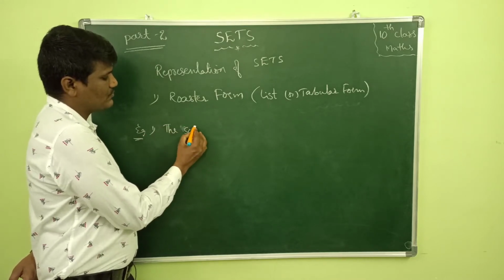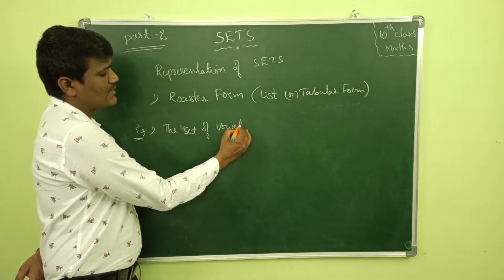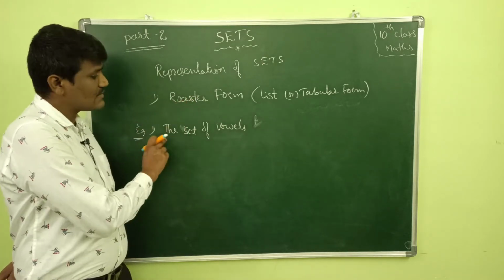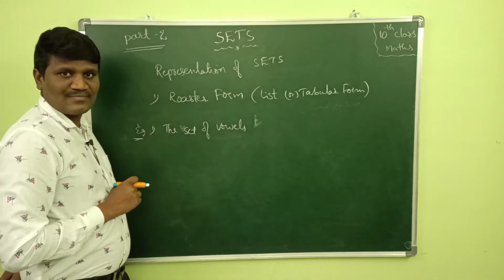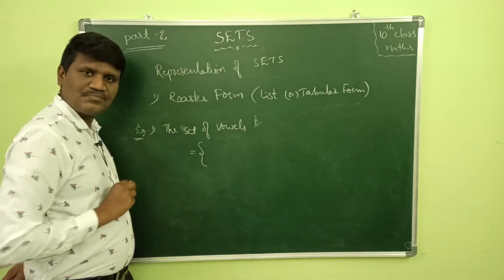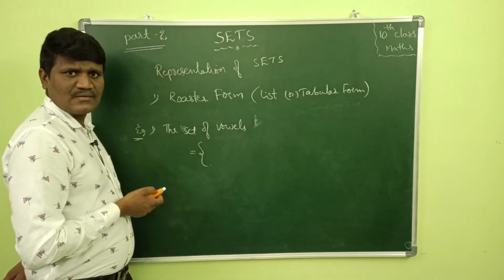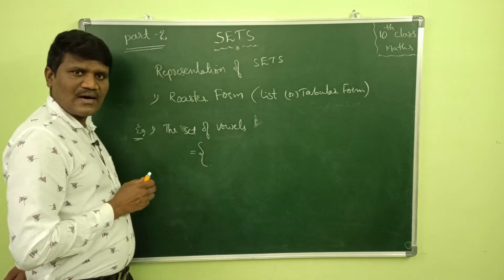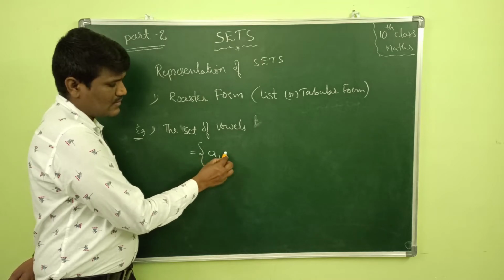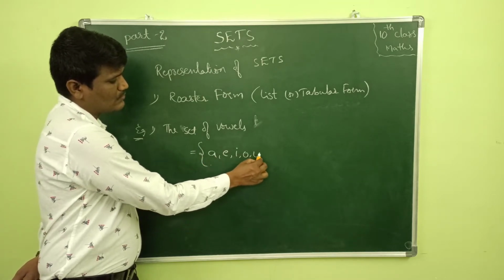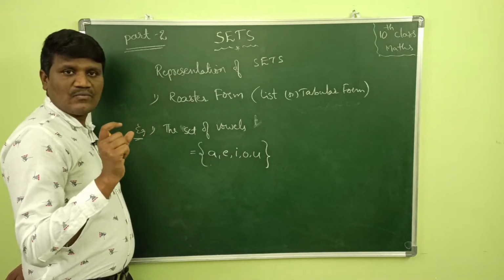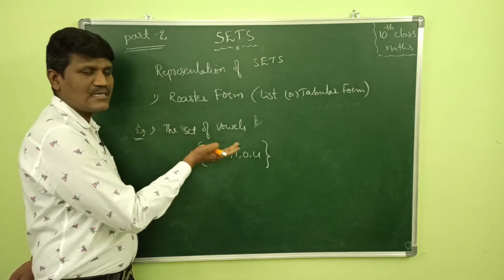Suppose I take an example, the set of vowels of English alphabets. How do we write the set of vowels in roster form? We will write it like this, in a brace, which we call a set bracket, or else a curly bracket. Open bracket, A E I O U. So A E I O U are the set of vowels from English alphabets.